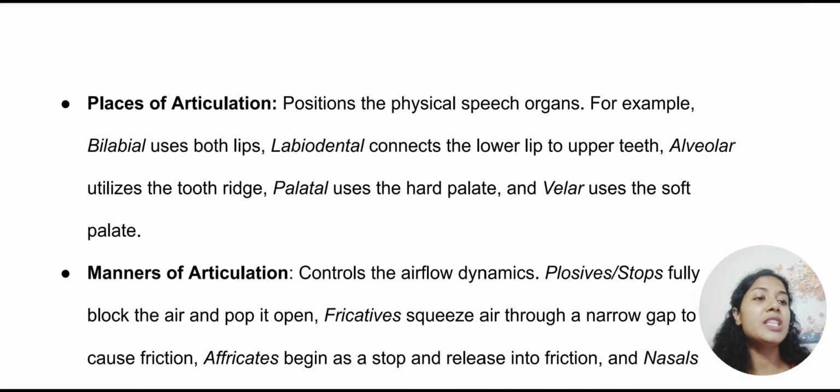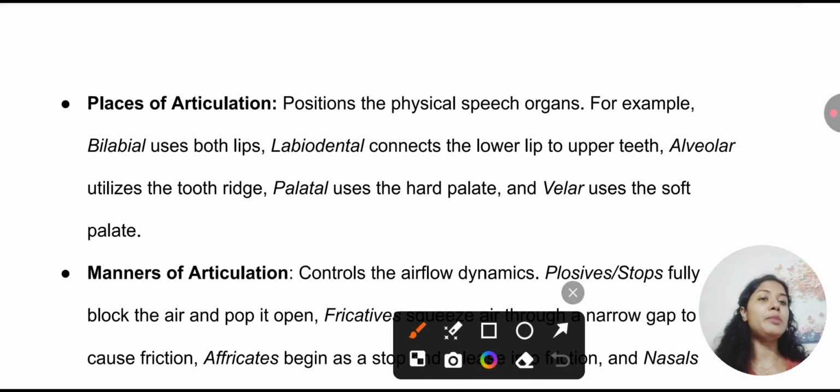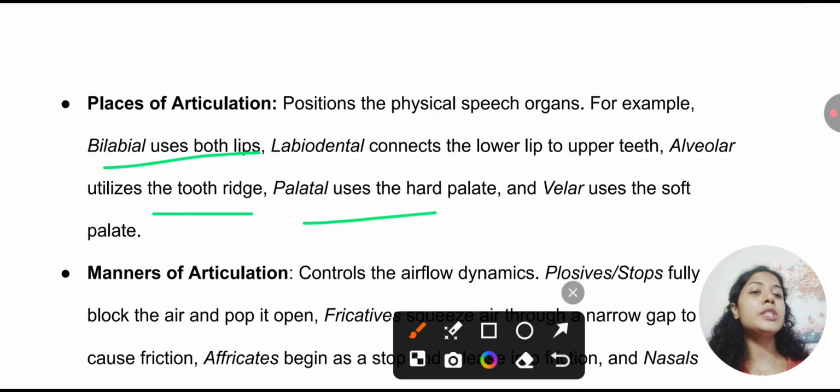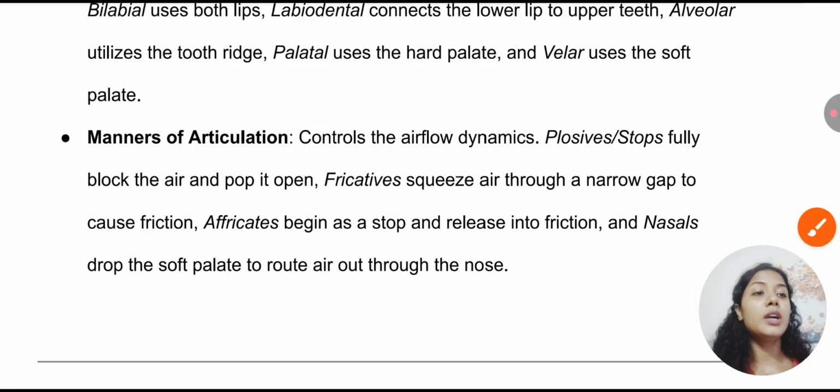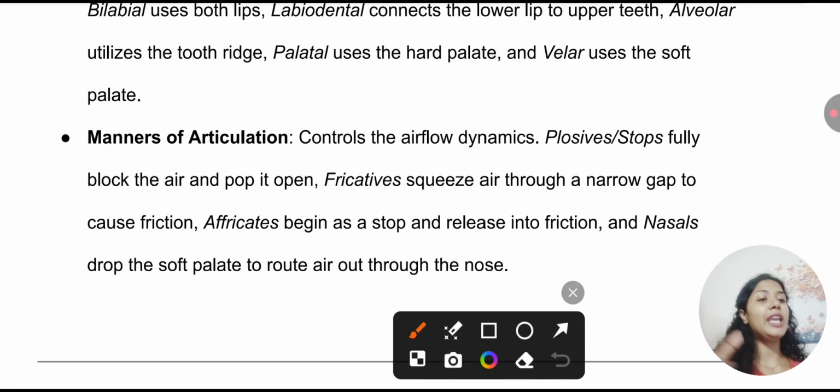So places of articulation are positions of the physical speech organs. For example, bilabial uses both lips. Labiodental connects the lower lip to the upper teeth. Alveolar utilizes the tooth ridge, and palatal uses the hard palate. And velar, which is inside our mouth, uses the soft palate. So remember, manner of articulation controls the air flow.